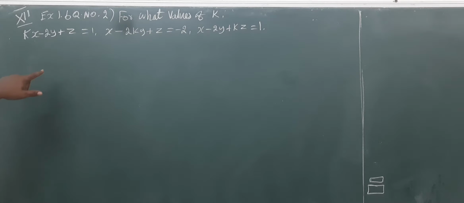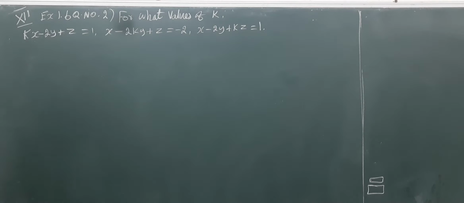For what values of k: kx minus 2y plus z equal to 1, x minus 2ky plus z is equal to minus 2, then x minus 2y plus kz is equal to 1. So this is the last topic of first lesson. First of all, you just make the matrix form.